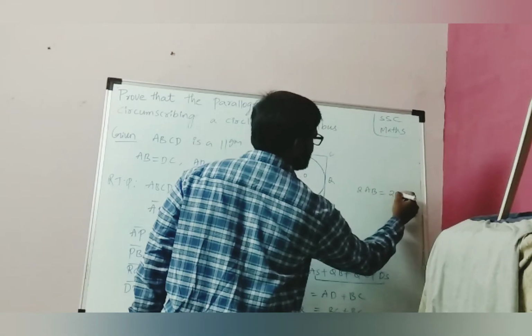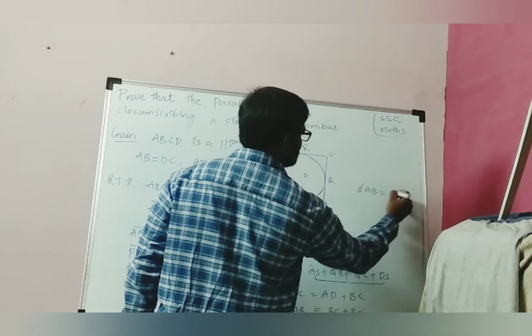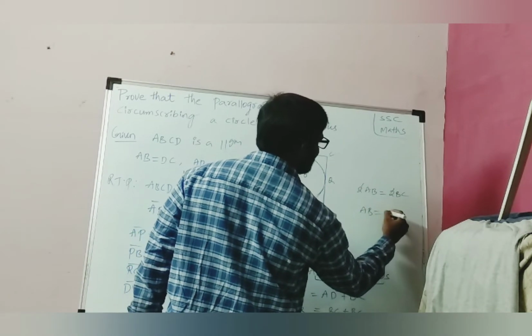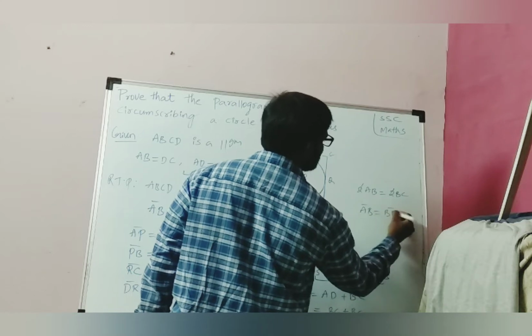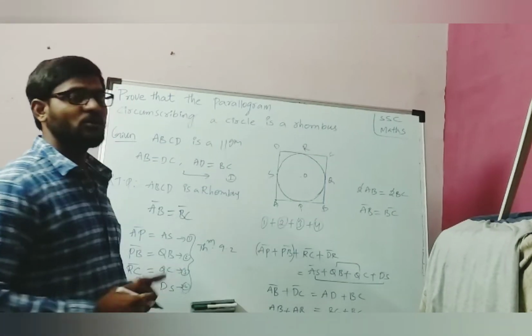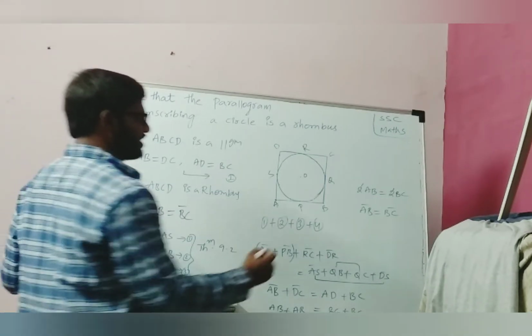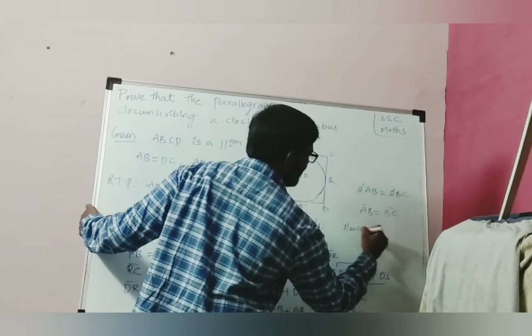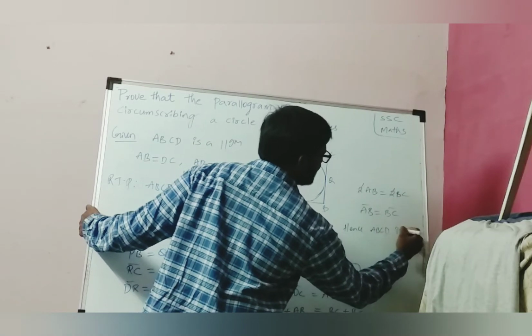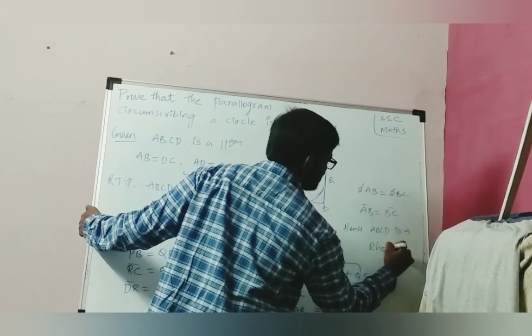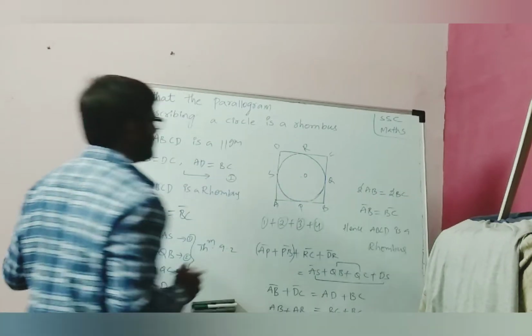BC plus BC is 2BC, so AB equals BC. So we got adjacent sides of this parallelogram also equal. Hence ABCD is a rhombus. Is it simple or not?